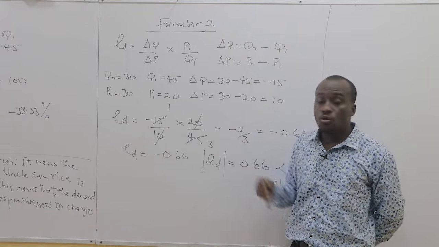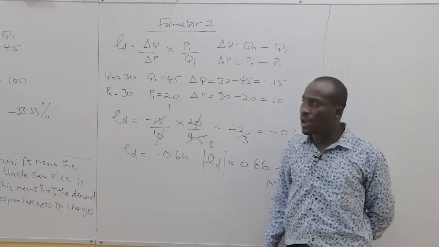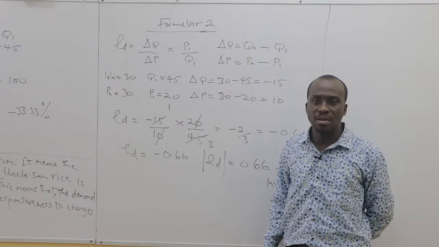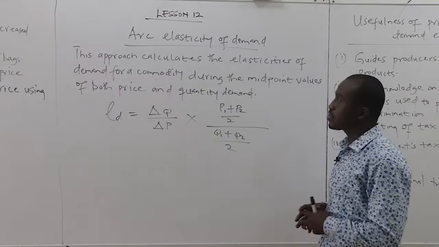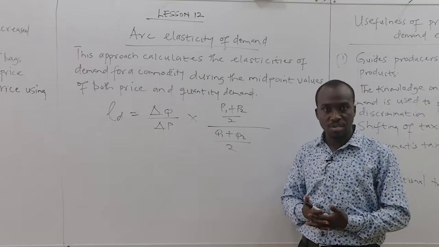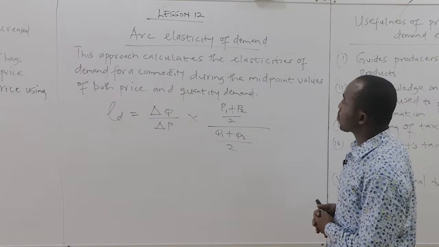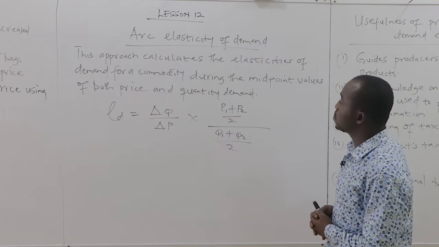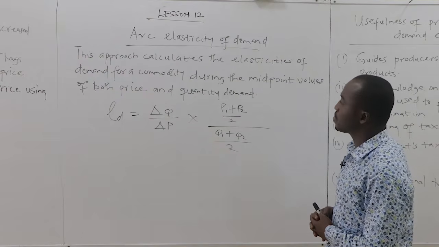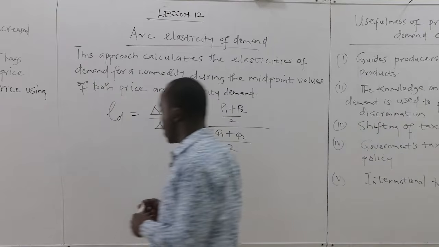So that's the one. We're also going to take the arc elasticity of demand and see how we work it out. How does it work out? I told you that when it comes to elasticity, we have the point elasticity approach for estimation, and we have the arc. With the arc elasticity, this approach calculates the elasticity of demand for a commodity using the midpoint values of both price and quantity demanded.